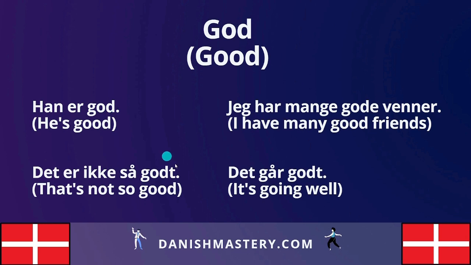This is god and this is godt. I have to put a T when it's det, because in Danish you have two kinds of nouns. You have en nouns and et nouns. And with personal pronouns, it's without a T, the adjective. Så han er god. But here you have det, and when you have det, you've got to have a T on the adjective. Det er ikke så godt.